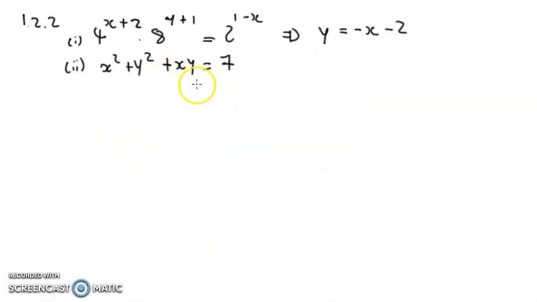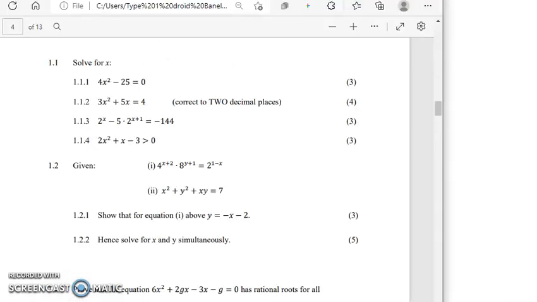Okay, so for us to solve this equation simultaneously, we are also told, "hence solve for x and y simultaneously." Hence implies that you should use the result you got from the previous question. In the previous question we found that this equation can be written such that y is equal to negative x minus 2. So we already have something simpler.